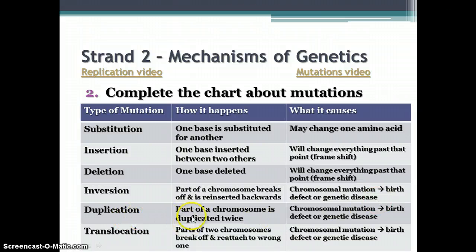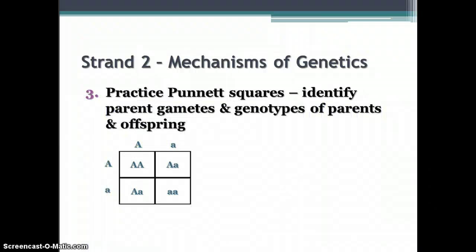Duplication is when you have a part of a chromosome that's duplicated twice, and again, it's probably going to cause some kind of a birth defect or genetic disease. And then translocation is when you have 2 chromosomes that part of them break off and reattach to the wrong one. Can also cause some kind of birth defect or genetic disease. There's also a DNA replication video and a mutations video that I will post separately from this presentation.